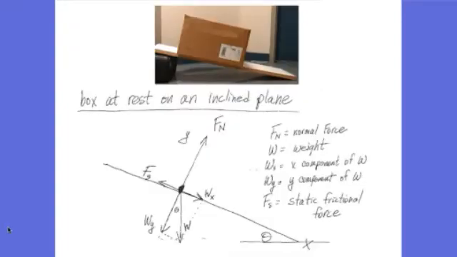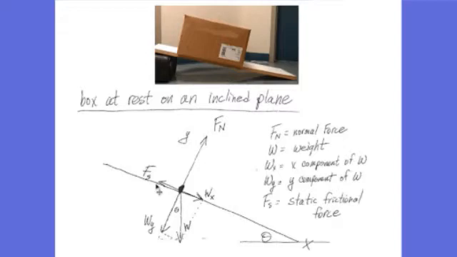The first example we'll look at is a box at rest on an inclined plane. So step 1, draw all the forces that are acting on my object, on the box. So the weight of the box, the normal force acting on the box, and the static frictional force is what's preventing the box from slipping or sliding down the incline.